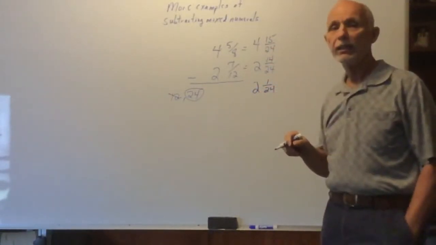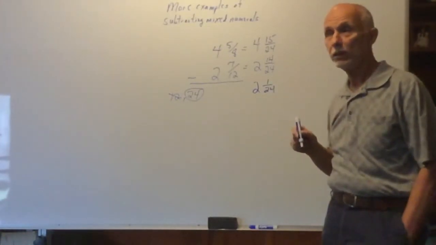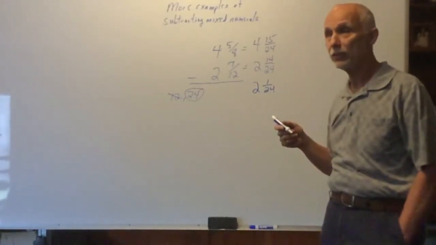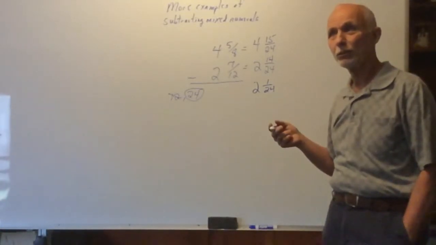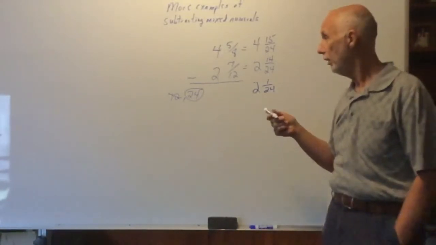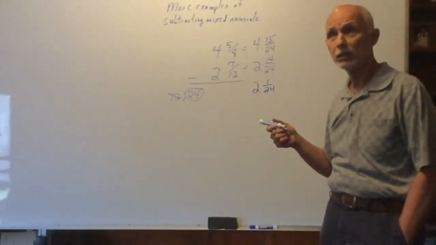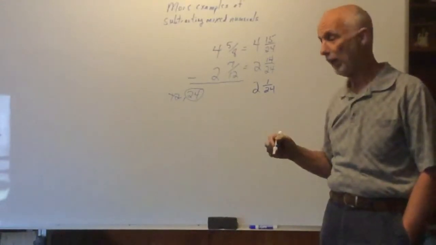And again, is it proper? Yes. 1 is smaller than 24. Is it simplified? Yes. And this is your right answer. So this was a simple example. I'm sorry I gave you a simple one. I would have rather given you a hard one. But you know what? On IXL, I think some of them are easy and some of them are hard. But again, I think the thing that causes people the most trouble is borrowing.